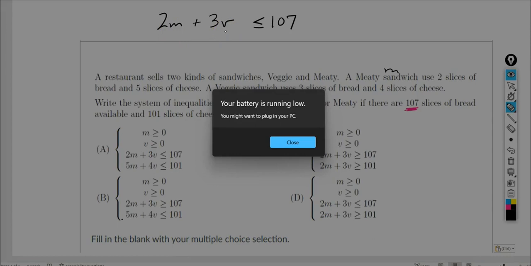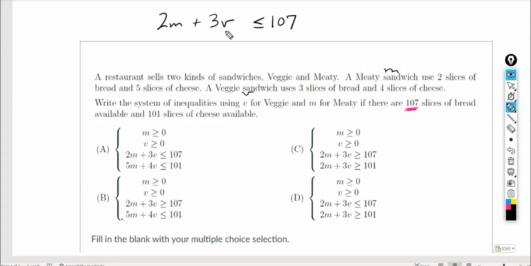Okay, I need to plug this in. Maybe that's why it was acting up. Who knows?